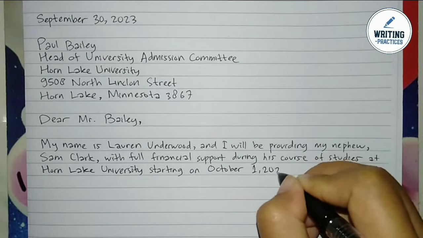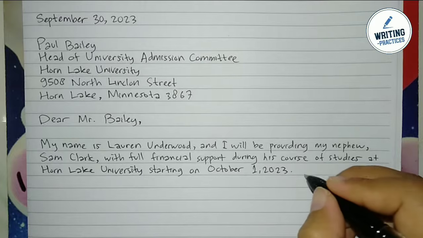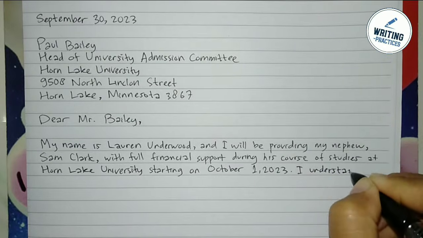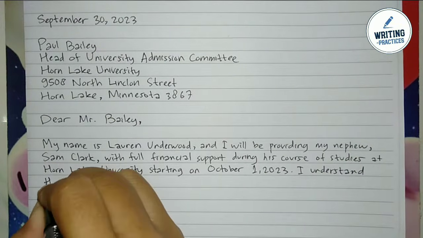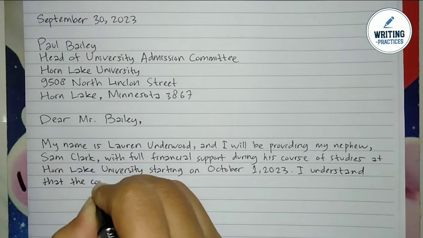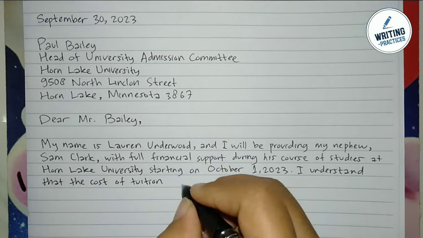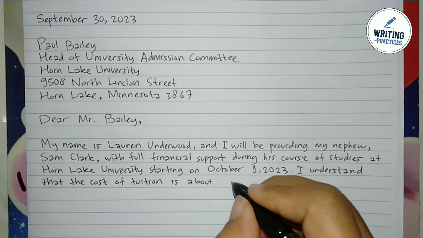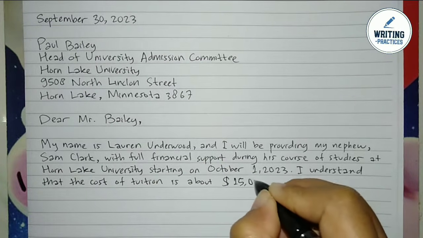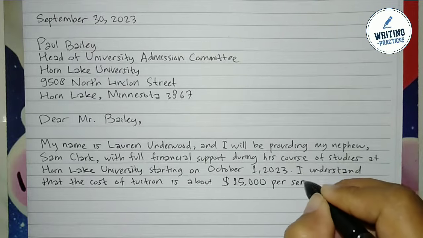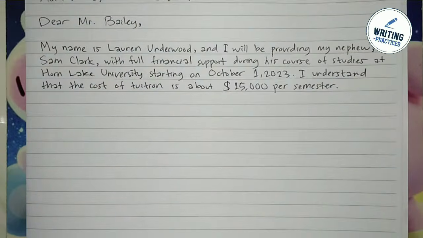And write when your financial support will start. You need to mention the month, date, and year to write the time. Since you will be regularly paying for the person's studies, you must mention that you understand the amount of money needed per semester. Yes, mention the amount of money. In this example is $15,000 per semester.